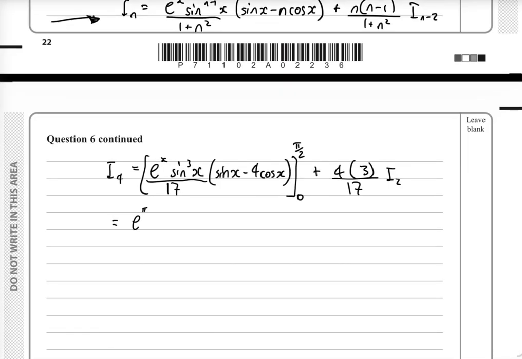e to the pi by 2 times 1 over 17 times 1 minus 0, minus e to the 0 times the sine cubed of 0, so everything after that is going to be 0. So that is a nice easy expression coming out of those limits. But we still have this second term, so we've got plus 12 over 17 lots of I2.